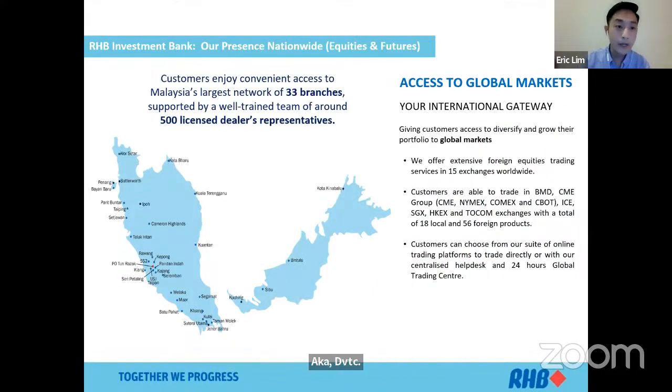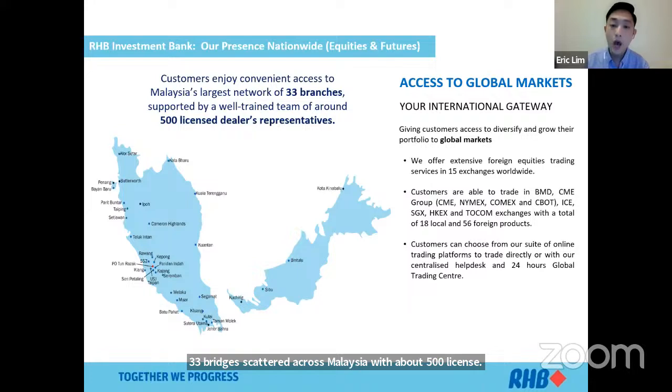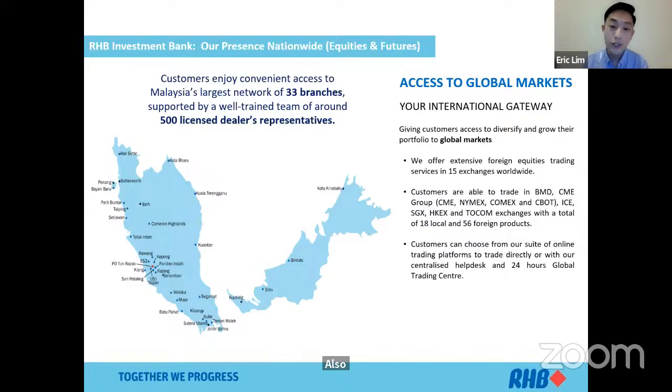So to start things off, as you can see from here, RHB Investment Bank has 33 branches scattered across Malaysia with about 500 licensed dealer representatives to service your futures trading needs. Also, we have a dedicated 24 hours global trading support team to assist you in your trading journey.